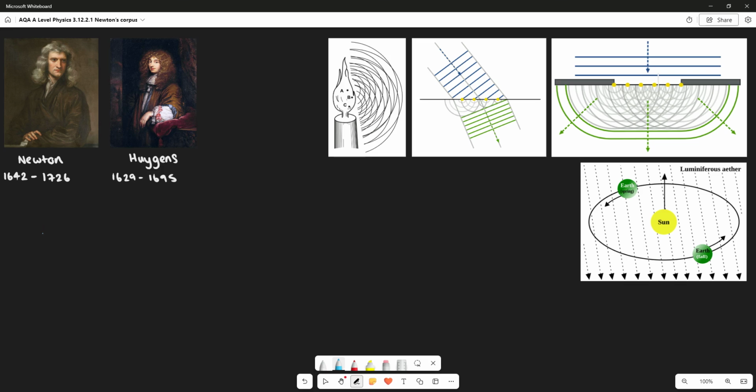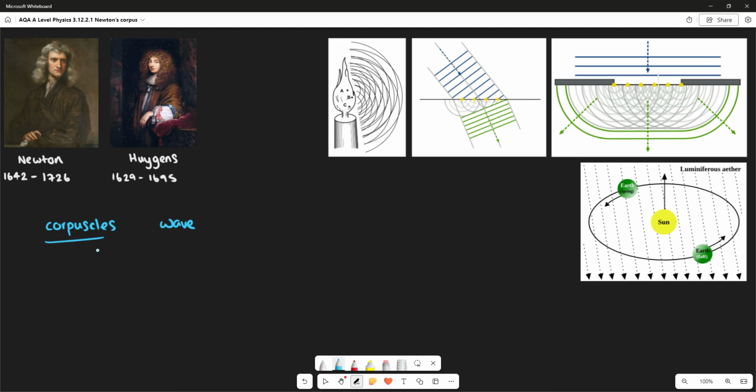Newton had the idea that light was a series of particles called corpuscles. Hence the corpuscular theory of light. Huygens developed a wave theory of light.